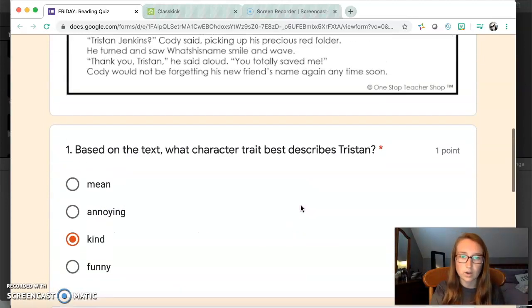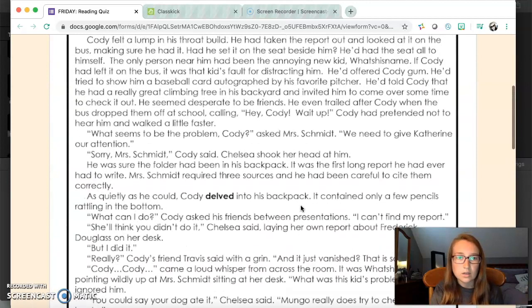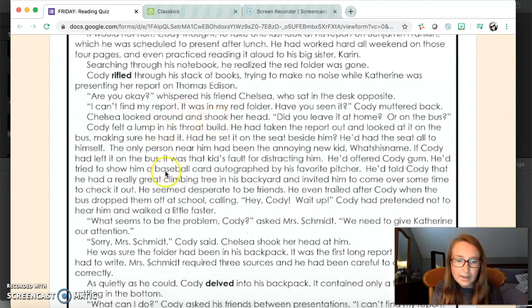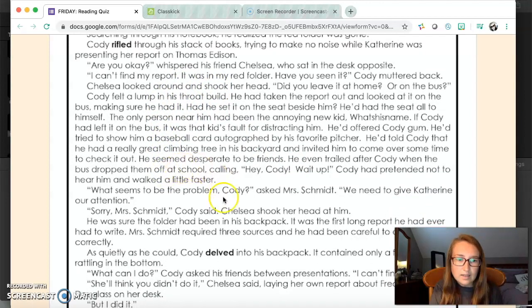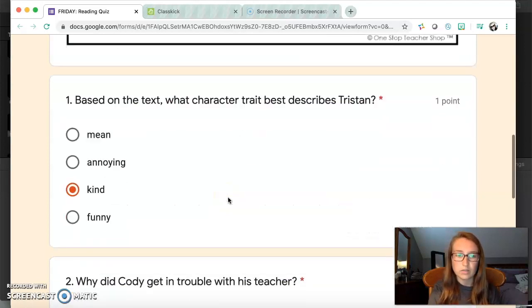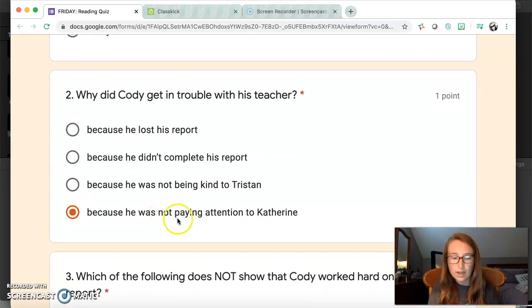So let's go back and look and hear where he wasn't paying attention. So, let's see. He was looking through his book bag, and then it says, what seems to be the problem, Cody? Asked Miss Smith. We need to give Catherine our attention. Sorry, Miss Smith, Cody said. Chelsea shook her head at him. So right there we have our cite of what the evidence is. We have our evidence, okay? So then I'm just going to explain it. That would be me explaining it. I would quote exactly what it said. We need to give Catherine our attention. If we go back down here, he wasn't paying attention to Catherine.